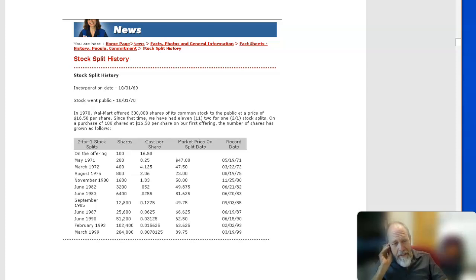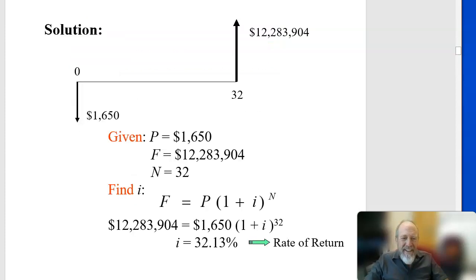By the time you get to March 1999, you've now got 204,800 shares, all of which are at a market price that's higher than the original market price on a per share basis. Isn't that great? So if you just do the calculation straightforward, you started with $16.50 out on day 0, and you had in the end $12,283,904 at day 32. But now you're solving for I.